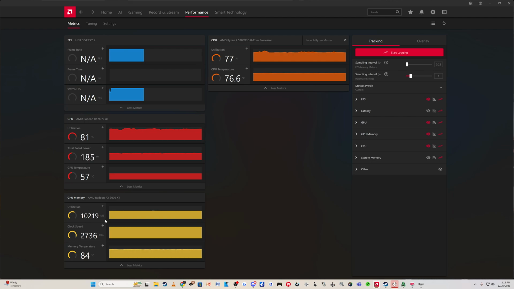This is the number I want y'all to be looking at right here: GPU memory utilization. That is a little bit over 10 gigs. 10 gigs and 213 megabytes.